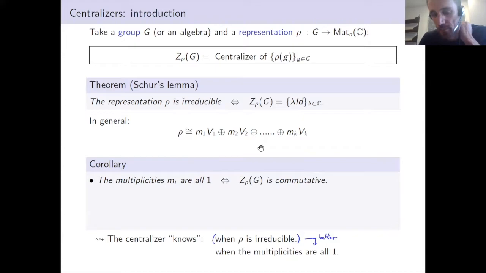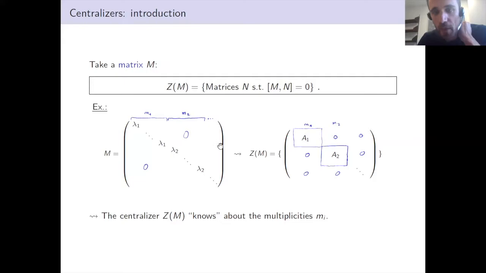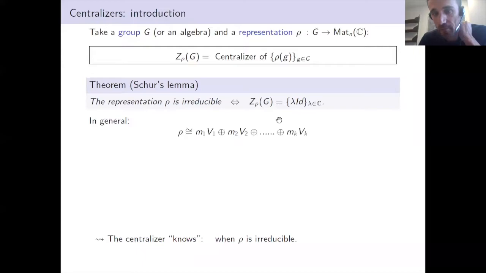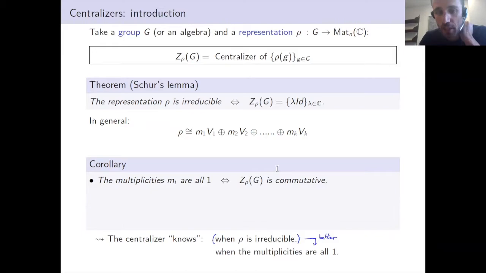Maybe I can go back to this. You see, if you had only one matrix, you have this centralizer, the block diagonal matrices. And what happens if the multiplicities are all one? Then the blocks are trivial, they are of size one. This consists of all diagonal matrices. And of course, it's a commutative algebra. And it starts to become non-commutative as soon as one of the multiplicities becomes greater than one. So this statement is the generalization to any representation of any group G, actually, of this example. We can say that the centralizer knows when a representation is irreducible, and even better, it actually knows when the representation can be decomposed into a direct sum with no multiplicity.